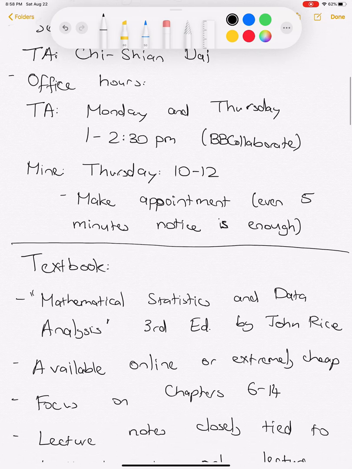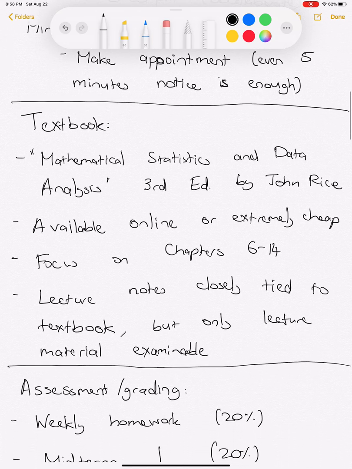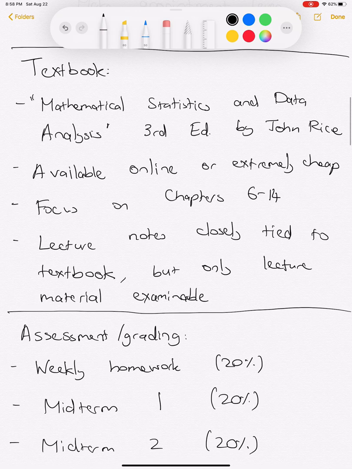Now, to continue with the logistics, the next thing I want to talk about is the textbook. The textbook will be Mathematical Statistics and Data Analysis, and this is a required textbook. It's the 3rd edition by John Rice. It's available online for free, or if you want a hard copy, it's extremely cheap, so it shouldn't be too difficult to get your hands on it. If you have any trouble with that, please contact me.